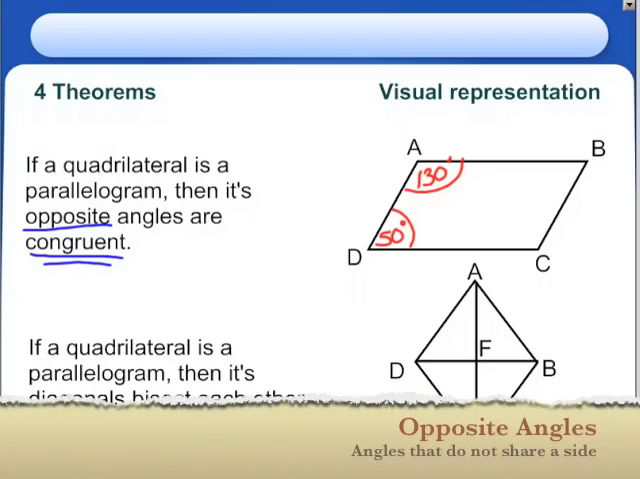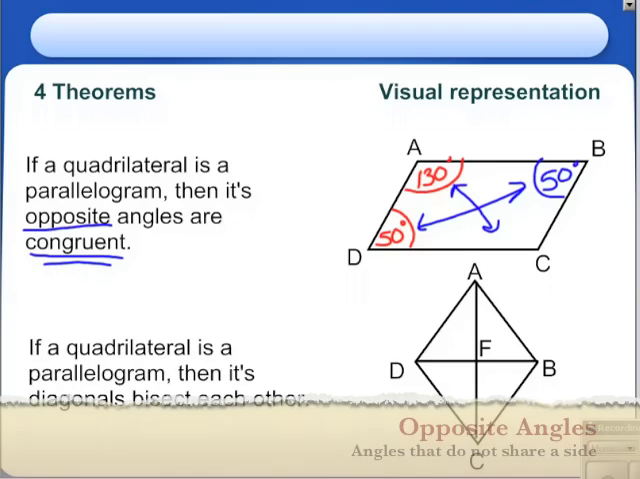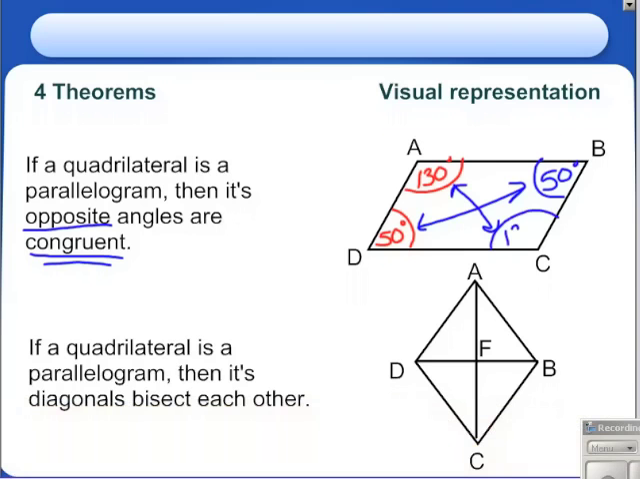So what's the opposite angle to D? That would be angle B. And they're congruent, therefore also 50 degrees. What angle is opposite to angle A? That would be angle C. Therefore, angle C is also 130 degrees.